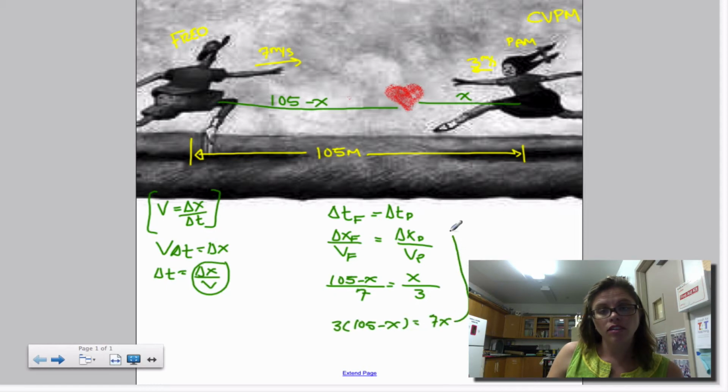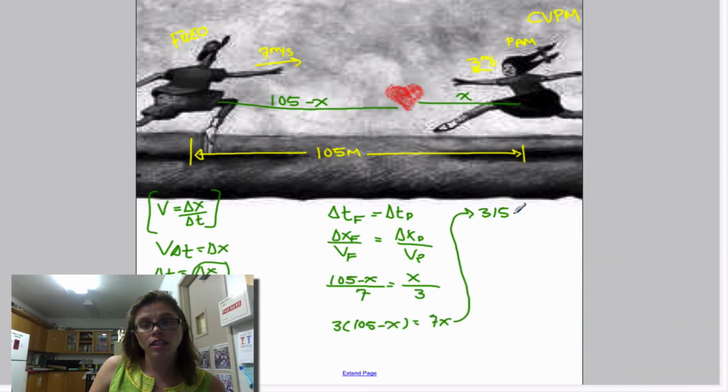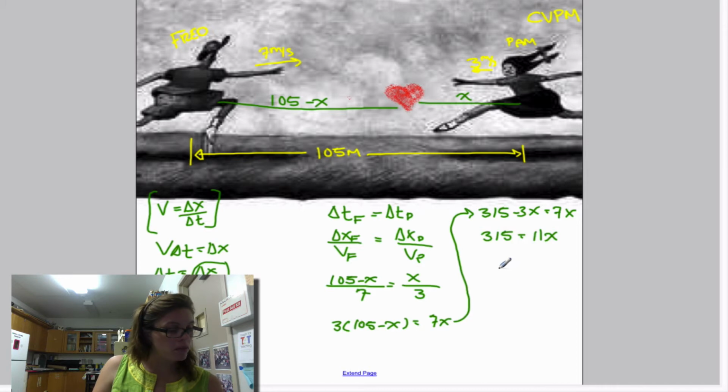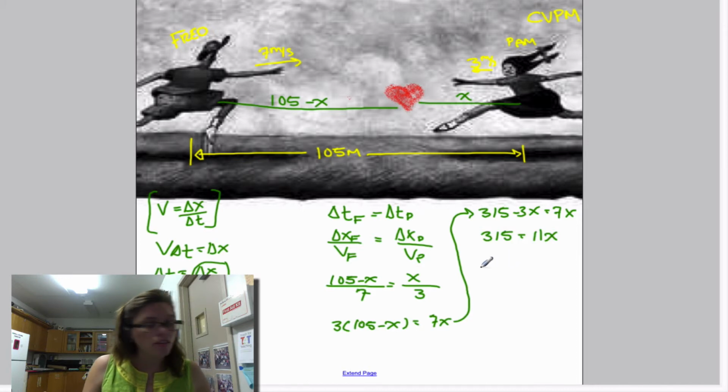And then we have to distribute. So 315 minus 3x equals 7x. Add 3x to both sides. So 315 equals 11x. Divide both sides by 11, which I did earlier, and it's 28.63 meters is equal to x. Don't forget your units. No naked numbers. Okay, that's a point.